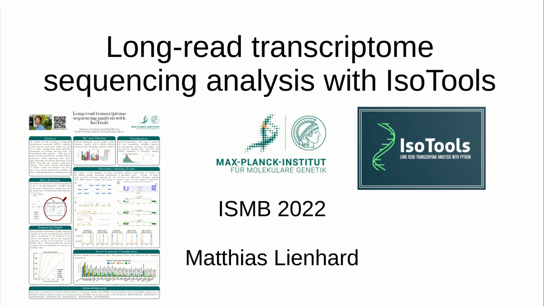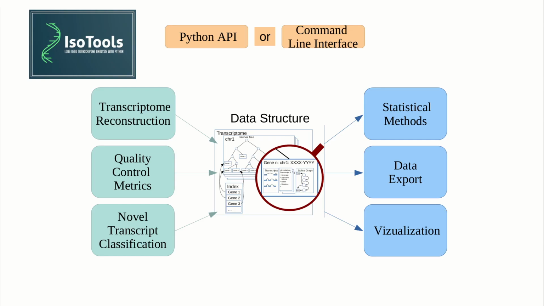I'm Matthias Lienhard and here I present IsoTools, my Python package for long-read transcriptome sequencing analysis. IsoTools is designed as a Python API to explore, analyze and visualize long-read transcriptome data, such as from PacBio IsoSeq or Oxford Nanopore. It starts by importing aligned long reads into an efficient tree-based data structure. In this step, the transcriptome is reconstructed, quality control metrics are computed, and novel transcripts are classified according to their relation to known genes and transcripts.